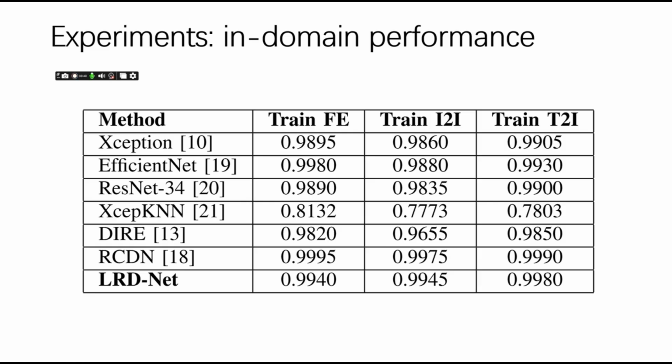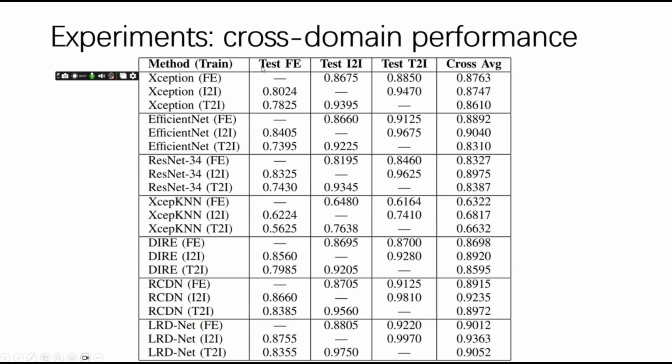And for our experiments, the first one is our in-domain performance. The last row is our current solution. So we have an almost perfect result. And maybe you already noticed that RCDN, DIRE, and EfficientNet also have near perfect performance. So it demonstrates that the current solution is able to handle in-domain forgery detection. While for the cross-domain, we can notice a huge gap.